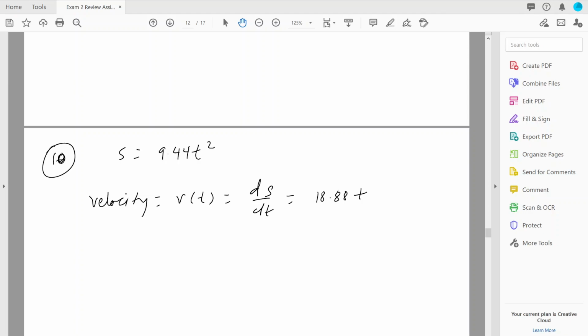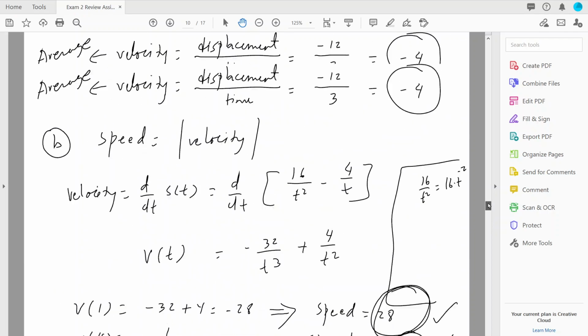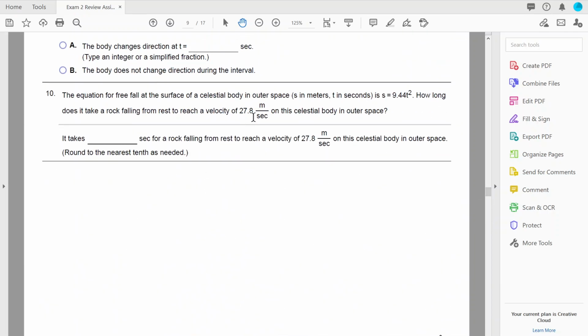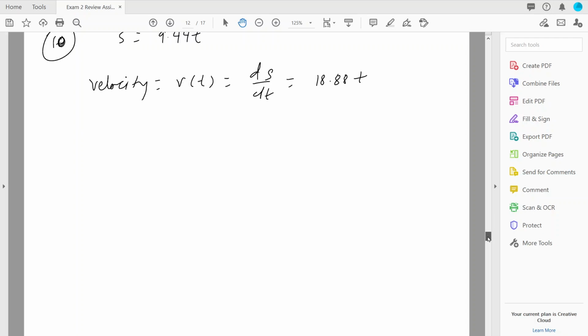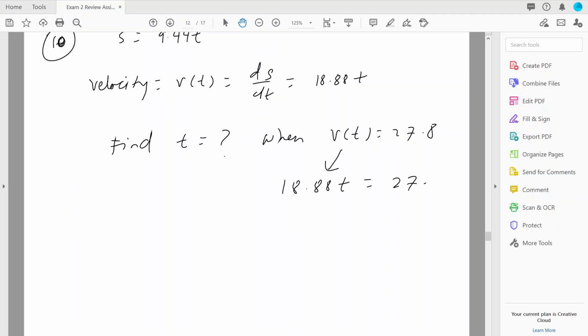So we need to find out how long it takes when the velocity would be 27.8 meters per second. How long does it take a rock falling from rest to reach this velocity? So we need to find the time when the velocity is 27.8. So find the value of the time when velocity is 27.8. That means this 18.88t, which is the velocity, is 27.8.